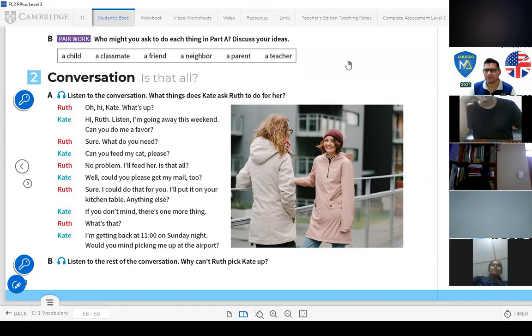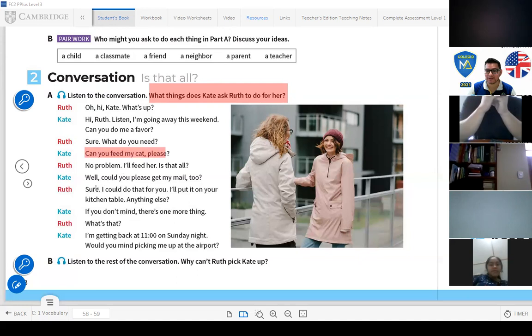Okay, now Ruth is asking for so many things, right? We have to do here: what things does Kate ask Ruth? Oh, sorry, Kate is asking Ruth for doing some things, right? Here, Kate says, I'm going away this weekend. Can you do me a favor? Ruth says, what do you need? And Kate says, can you feed my cat, please? And Ruth, yeah, Ruth is nice. I'll feed her, no problem.